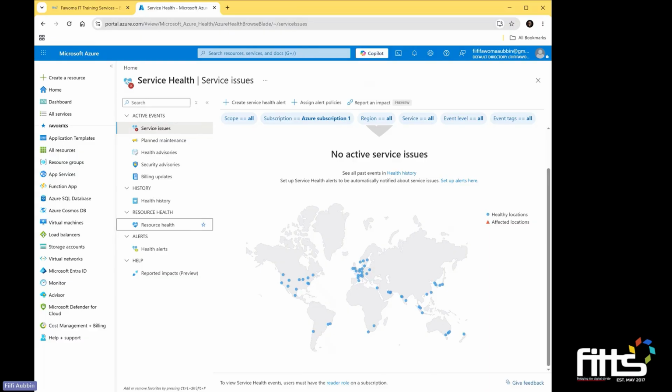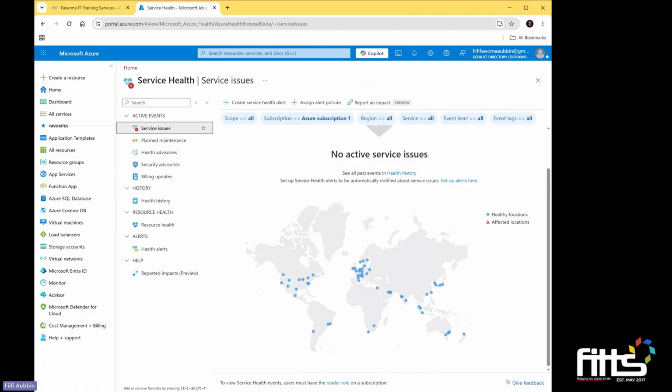Okay, so by default, we've got service issues, and that is what I've currently selected. And when you check, we see no active service issues. And this is actually good news. It means Microsoft isn't currently reporting any service problems that affect my subscription.